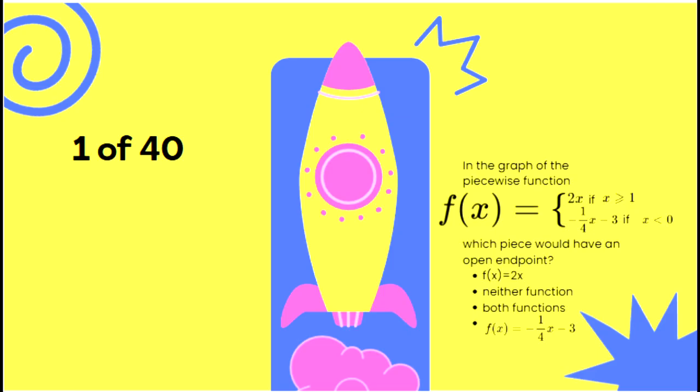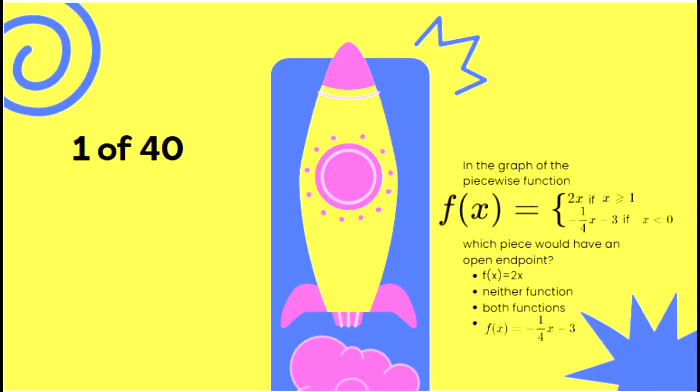Okay, here's number 1. In the graph of the piecewise function f of x, equal to 2x if x is greater than or equal to 1, and negative 1/4 x minus 3 if x is less than 0, which piece would have an open endpoint? I had to go back and watch my own horrible lessons to remember this stuff.